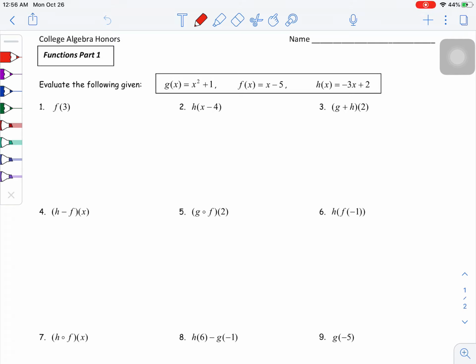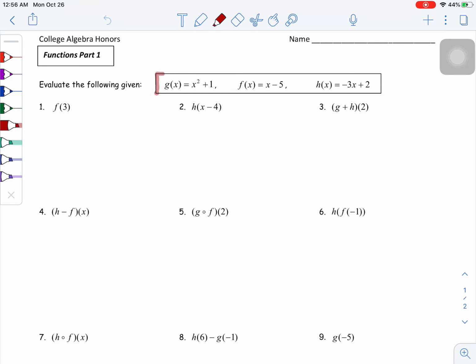In this video, I'm going to be doing some work with functions and function composition. Now, some of this is probably going to be old to you, as in you've done it before, and some of it might be new. So let's go ahead and jump right in.